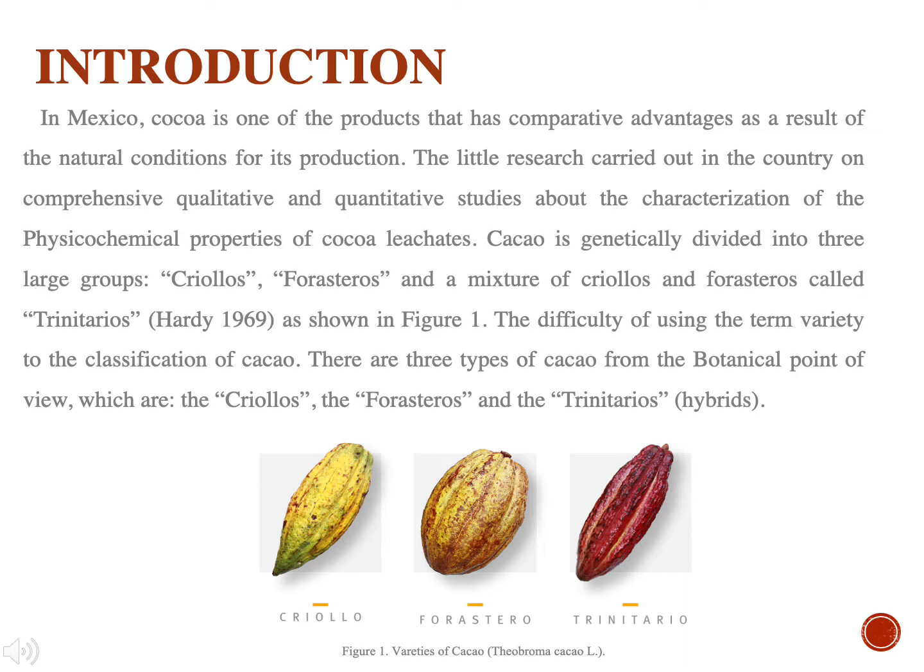Cacao is genetically divided in three large groups: criollos, forasteros, and a mixture of criollos and forasteros called Trinitarios (Hardy, 1969). As shown in Figure 1, there is difficulty in using the term variety for the classification of cacao. There are three types of cacao from the botanical point of view: the criollos, the forasteros, and the trinitarios hybrids.